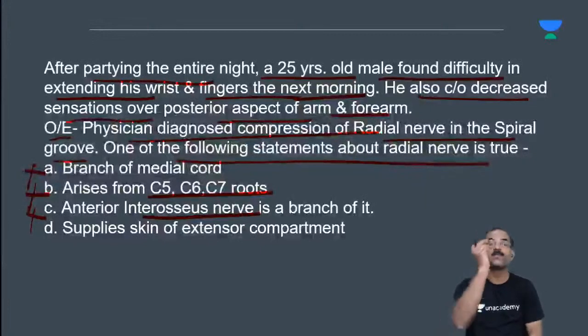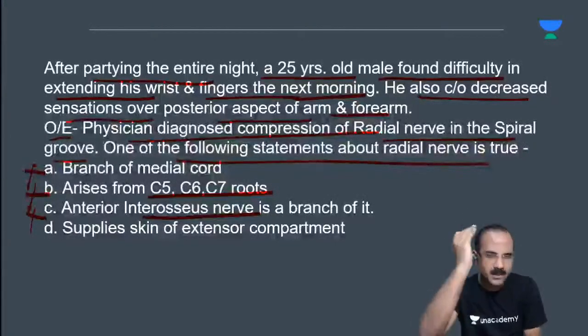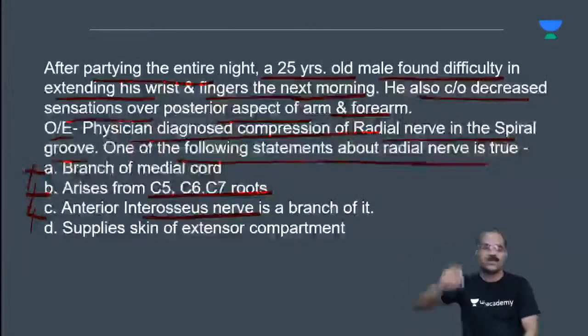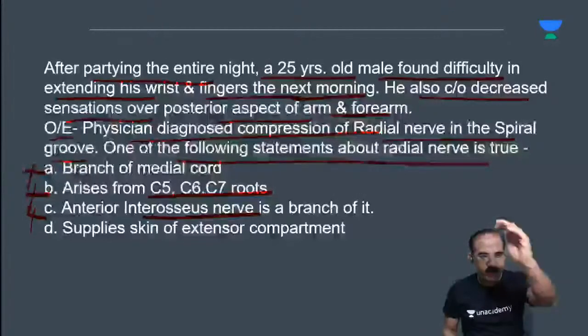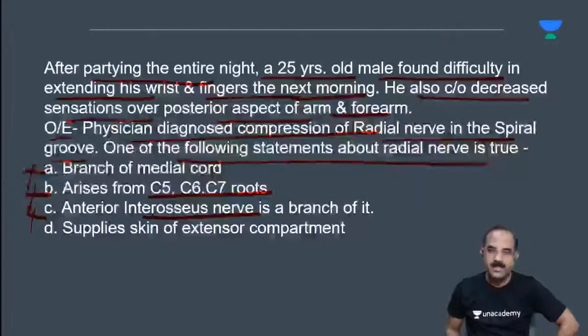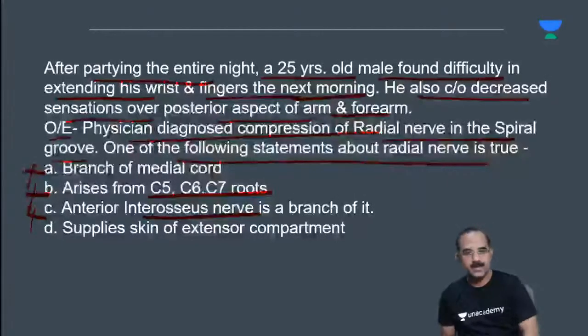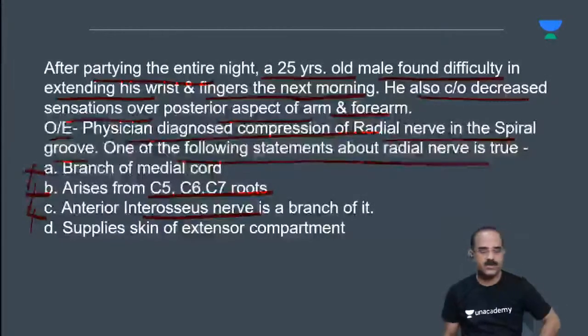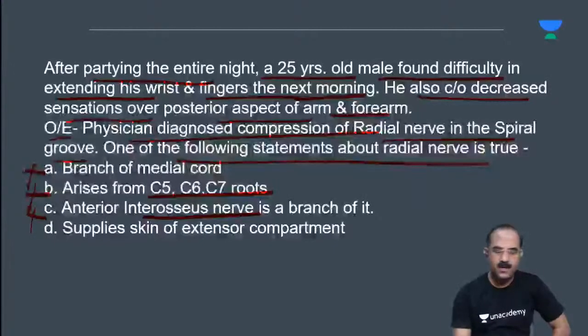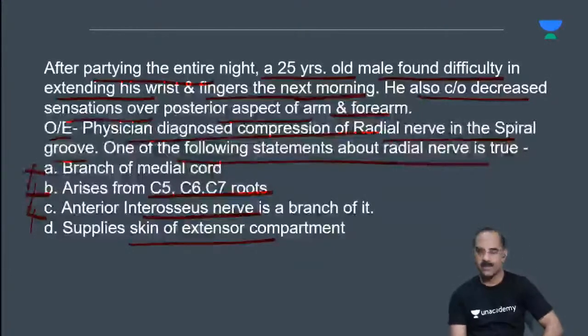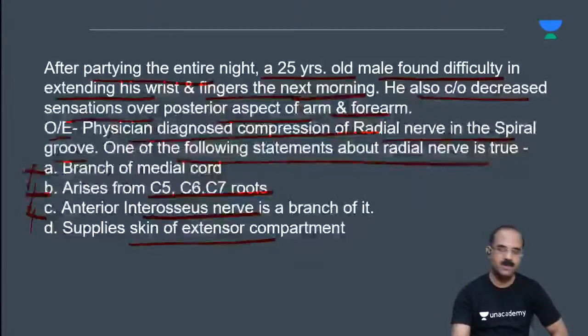Anterior interosseous nerve is a branch of the median nerve. It's a deep branch of the median nerve. So what is the deep branch of the radial nerve known as? That's the posterior interosseous nerve. The deep branch of the radial nerve is the posterior interosseous nerve. It supplies the skin of the extensor compartment, yes.